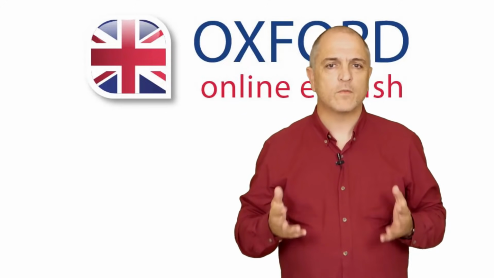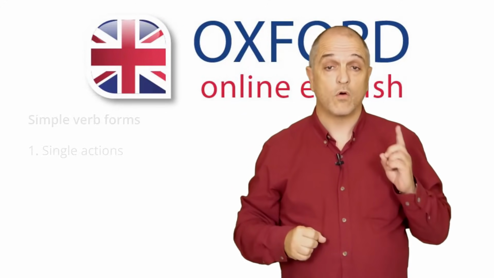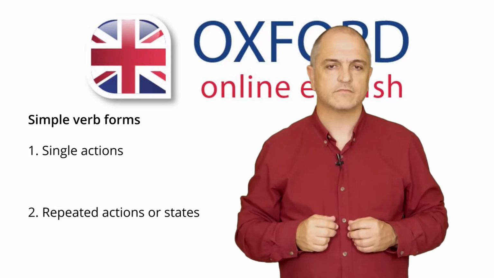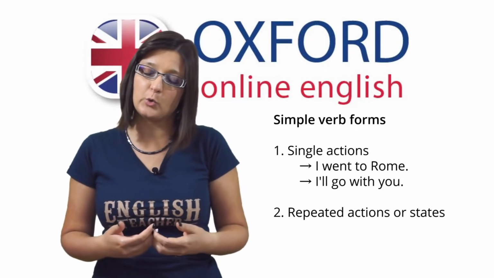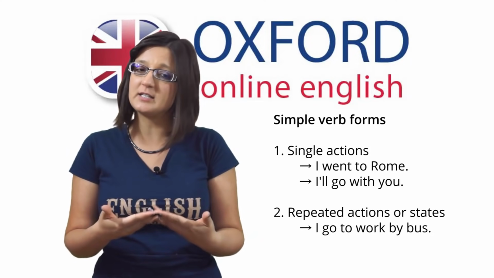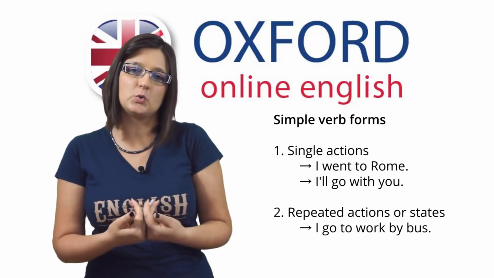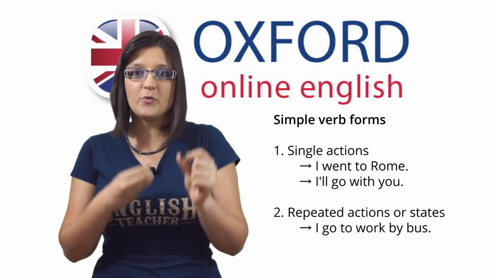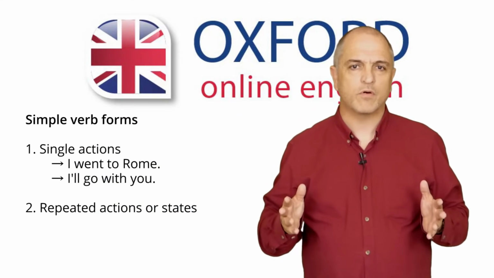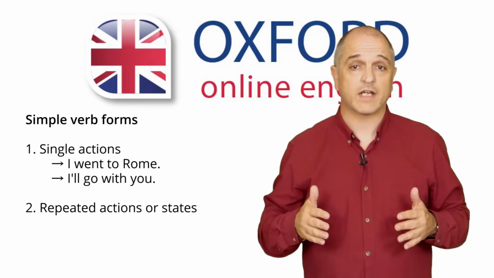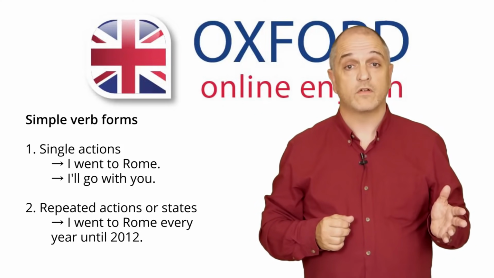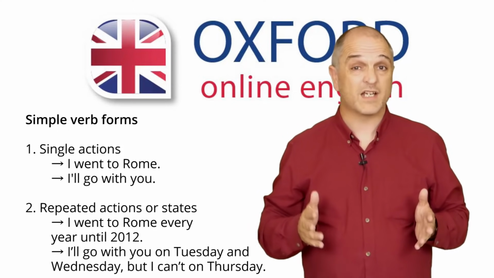In general, simple verb forms describe 2 things. 1, single actions. 2, repeated actions or states. So, I went to Rome or I'll go with you describe single actions in the past or the future. I go to work by bus describes a repeated action in the present. The present simple can't generally be used to talk about single actions. The present simple generally expresses repeated actions or states. The past and future simple can be used to talk about single actions, repeated actions, or states. For example, I went to Rome every year until 2012. I'll go with you on Tuesday and Wednesday, but I can't on Thursday.